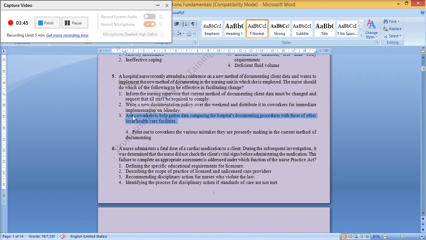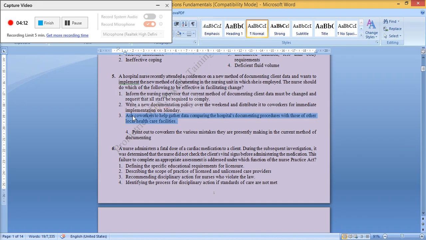6. A nurse administers a fatal dose of cardiac medication to a client. During the subsequent investigation, it was determined that the nurse did not check the client's vital signs before administering the medication. This failure to complete an appropriate assessment is addressed under which function of the Nurse Practice Act?